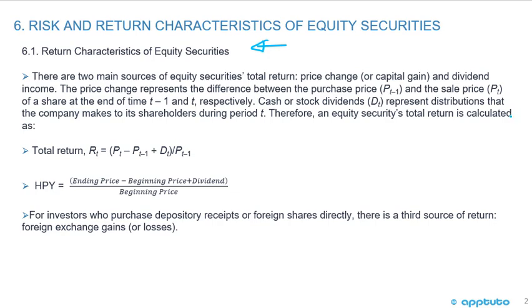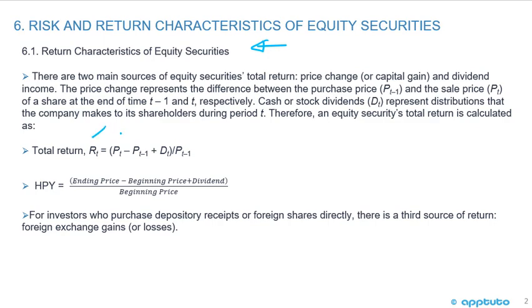income. The price change represents the difference between the purchase price at T minus 1, or sometimes we see the nomenclature as P naught, and the sale price of a share at the end of the time. Okay? Cash or stock dividends represent distributions that the company makes to its shareholders during period T. Therefore, a security's total return is calculated as this.